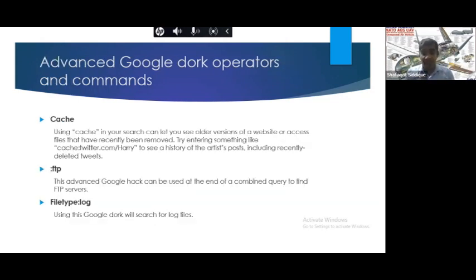And if we get into some more details, some advanced levels, these are the cache. Your search can let you see older versions of the website or access files that recently have been removed. Entering something like cache, Twitter, Harry, and then whatever you know, even a tweet that has been deleted will be available. And FTP, file transfer protocol, is a paradise for hackers. If somewhere file transfer protocol is available on any system or any server, you can get into that system. I will show you now.